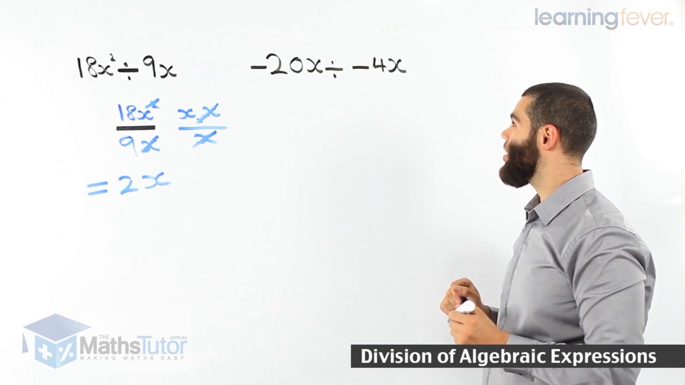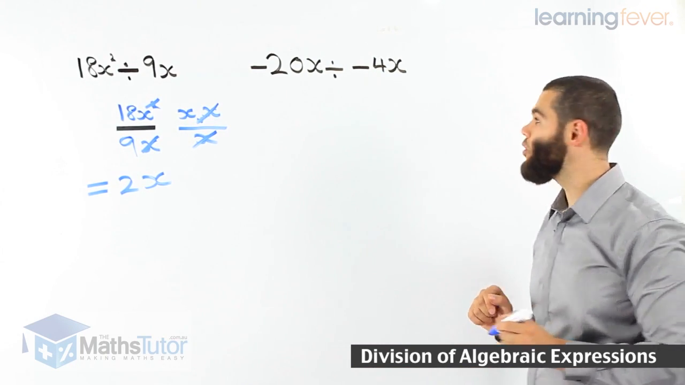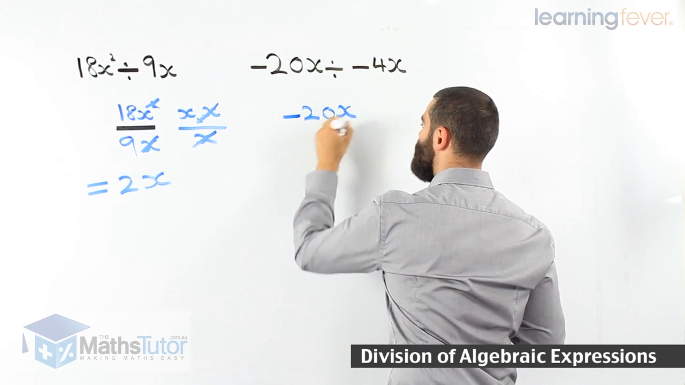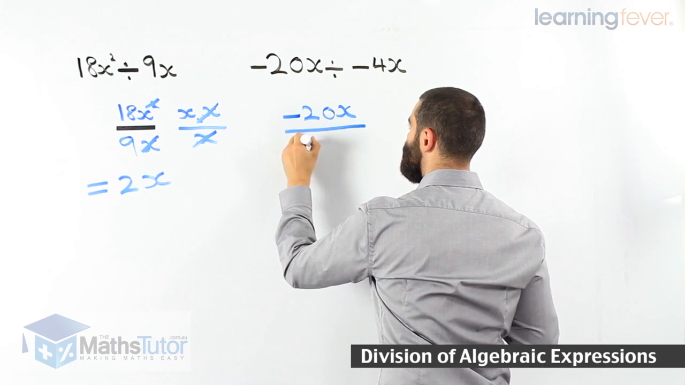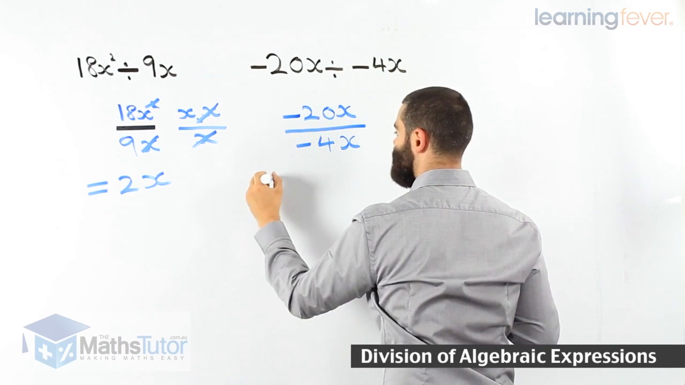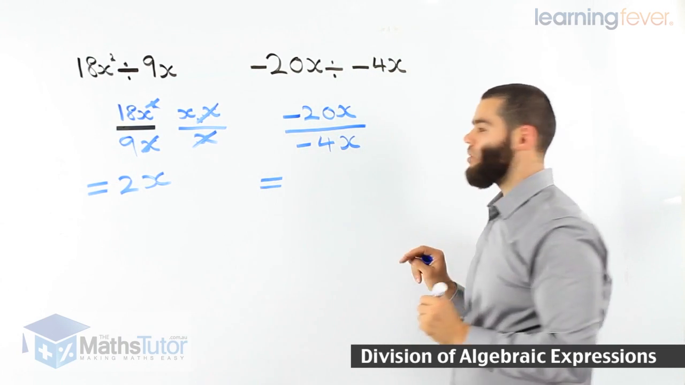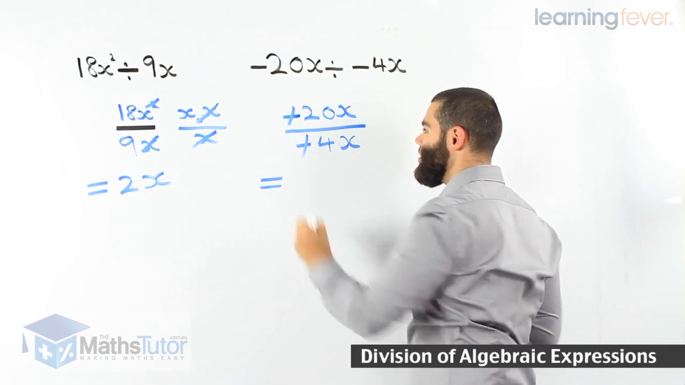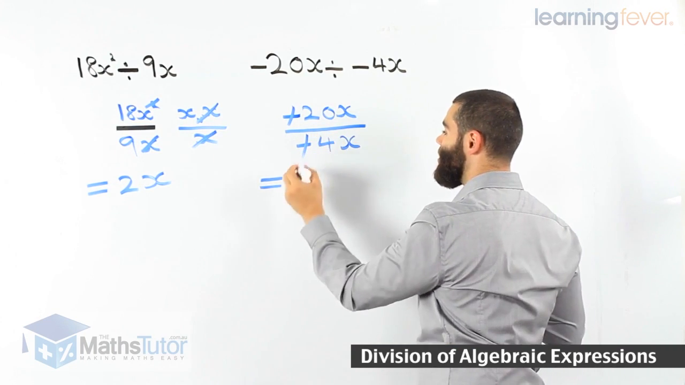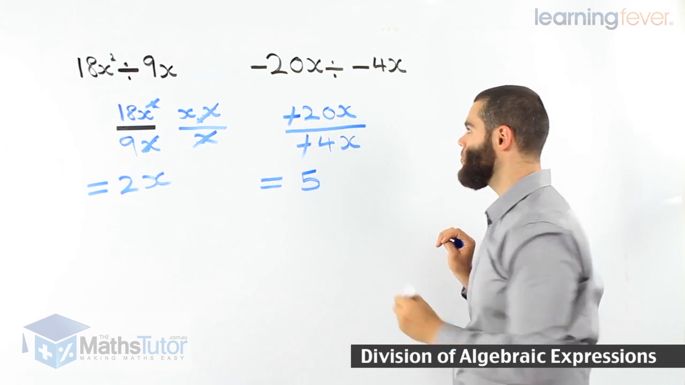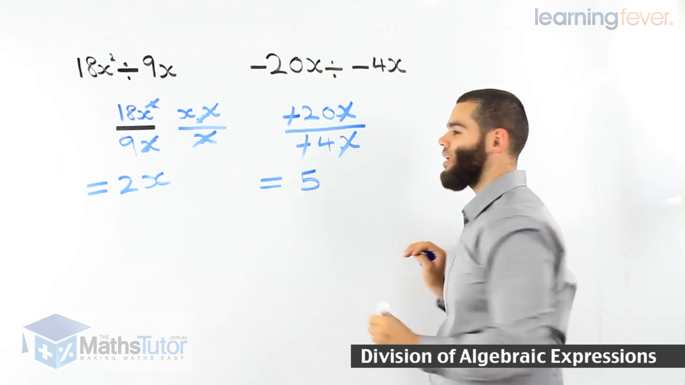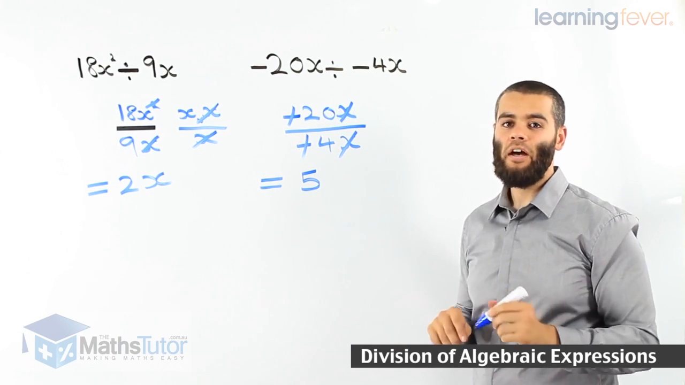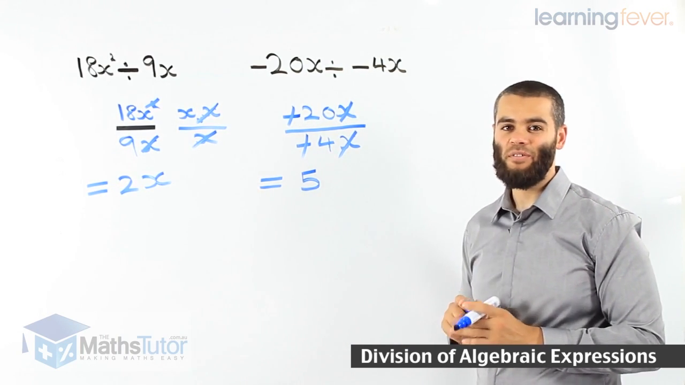Negative 20x divided by negative 4x. Negative 20x, divided by is our fraction bar, negative 4x. We know in division, same thing as multiplication, the two negatives, bye-bye, see you later, they cancel out. 20 divided by 4 is 5, and an x cancels with the x from the bottom, top goes, bottom goes. 20 divided by 4, our final answer is simply 5.